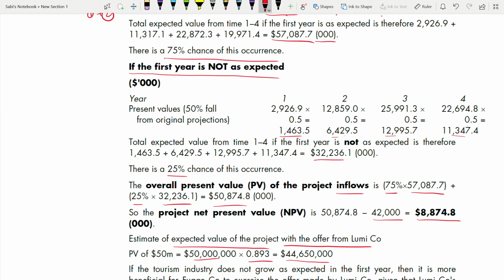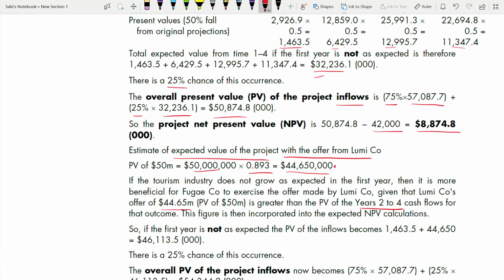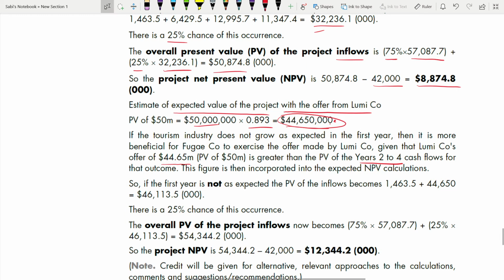Second year, third year, fourth year, if you add, it will be less than 32 something, which will be less than this 46. So that means we are having a higher present value from where? From this Lumi's offer, not from this. So it is better to go for Lumi's offer, because this is more beneficial, getting a higher present value compared to year 2 to 4. This figure is then incorporated into the expected net present value calculation.